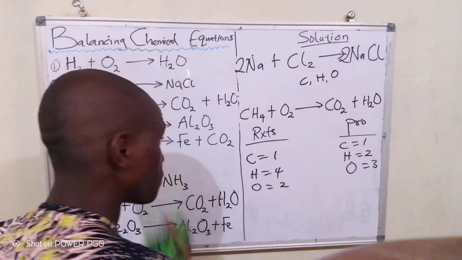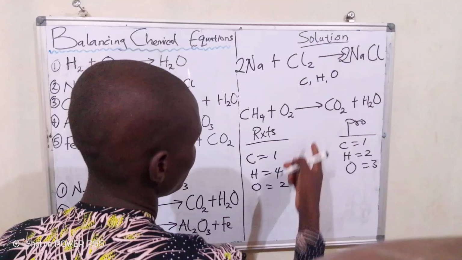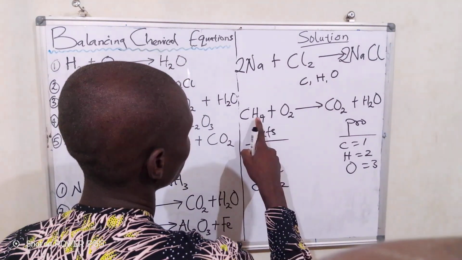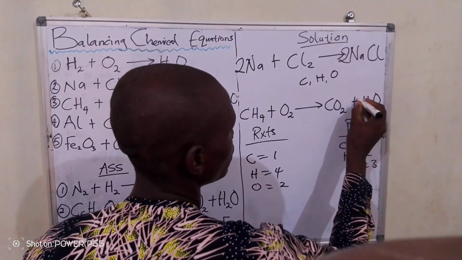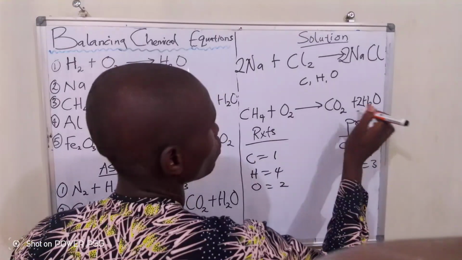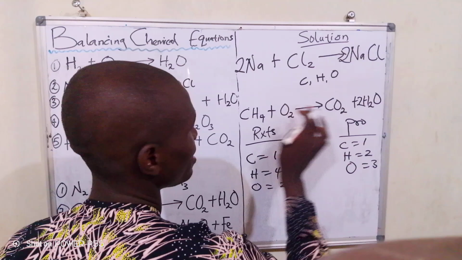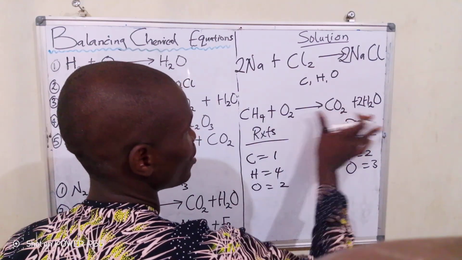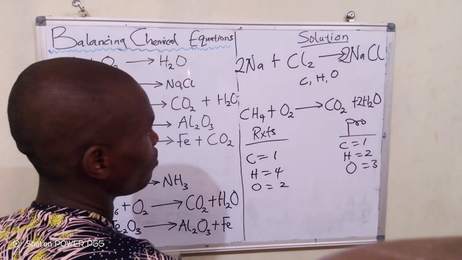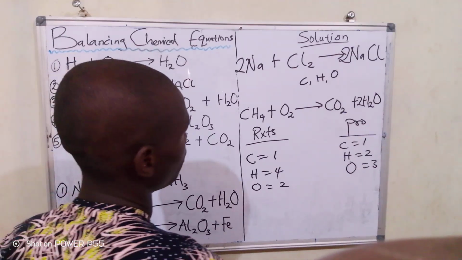What do we have? So how do we balance this? Hydrogen is not balanced. Here is 4, here is 2. So let's add 2 here. 2 times 2, 4. We have 4 here. So hydrogen is now balanced. Carbon is still balanced. It's not affected by the changes we have made. So let's now balance oxygen and see what we have.